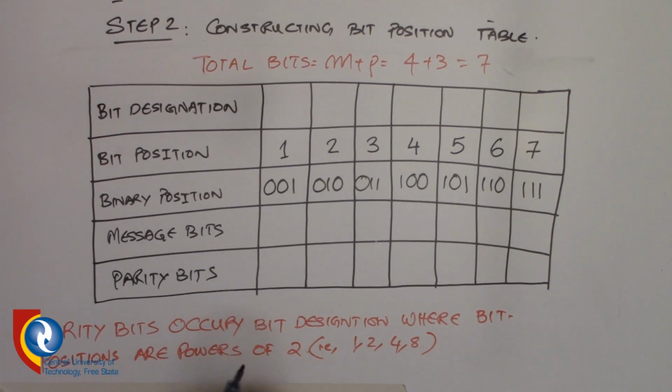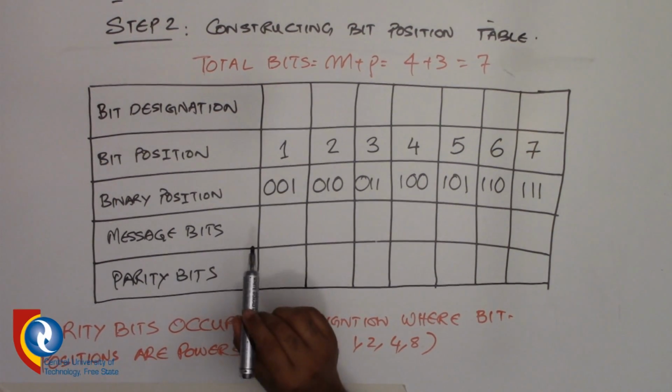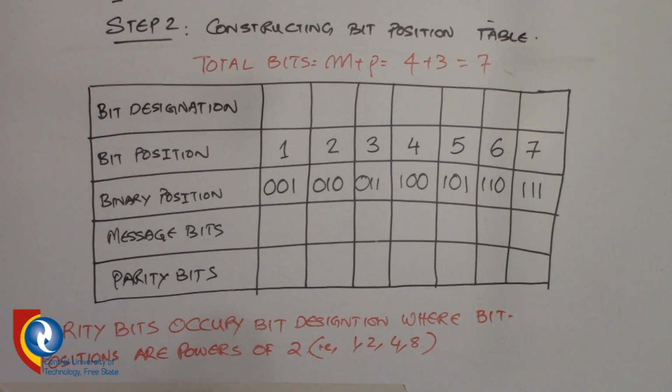After we have found the binary positions, we go on to determining the bit designation. We said that we have 4 message bits and 3 parity bits. Now it's time to determine where the message bits will be and where the parity bits will be. The easiest way to designate the bits is by remembering this rule: the parity bits will occupy bit designations where the bit positions are powers of 2.